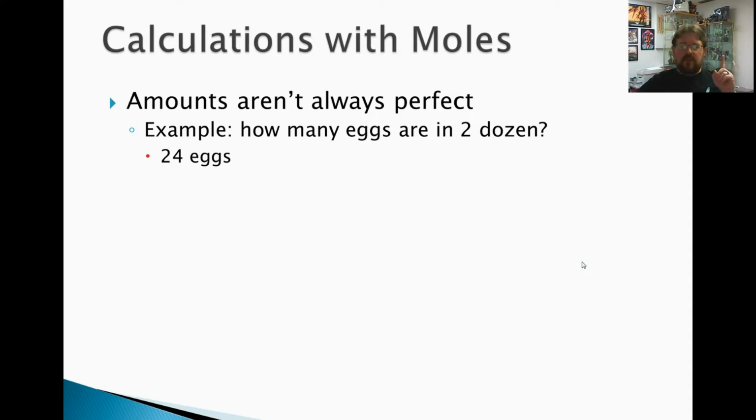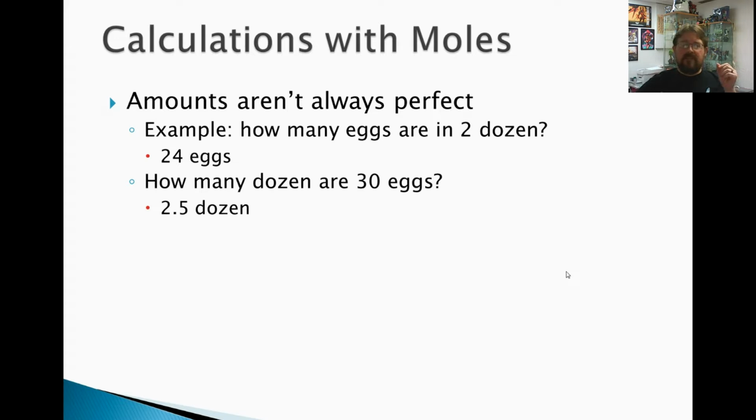Let's try something a little trickier. Let's say you have 30 eggs. How many dozen do you have? This is the opposite now. So we're going to take that 30 and we're going to divide it by the number in a dozen. 30 divided by 12 is 2.5. So you have 2.5 dozen.